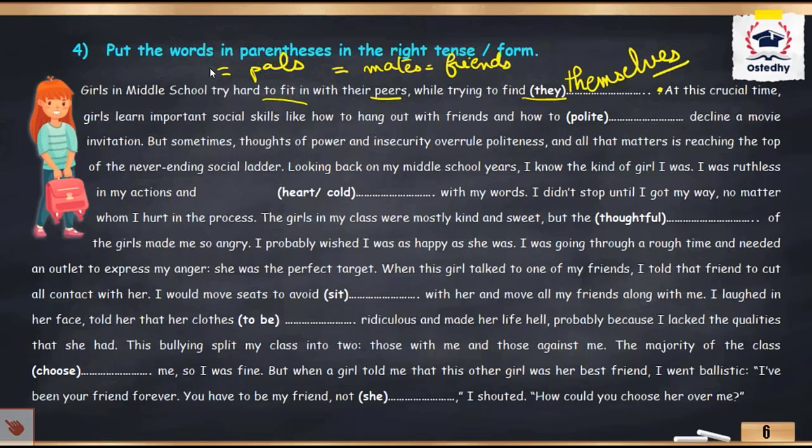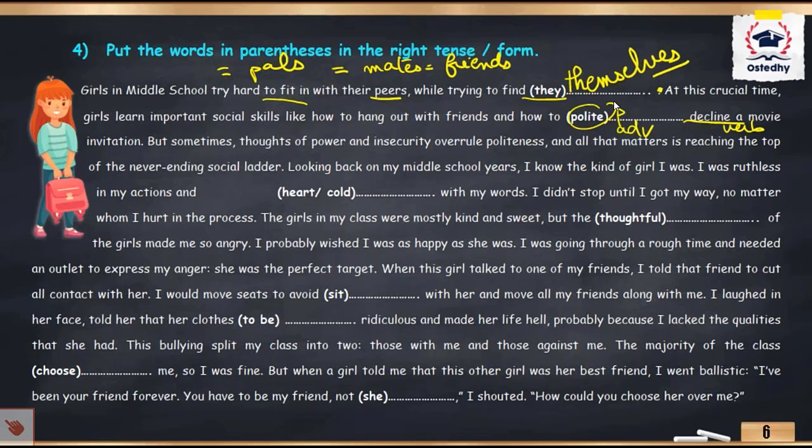Girls learn important social skills like how to hang out with the friends and how to. Okay. Now here you have a verb. What is the thing that decorates the verb, that modifies the verb? This is a verb. Polite. Yeah, that must be an adverb. So what do I say? What is the adverb from polite? How to politely, an adverb.